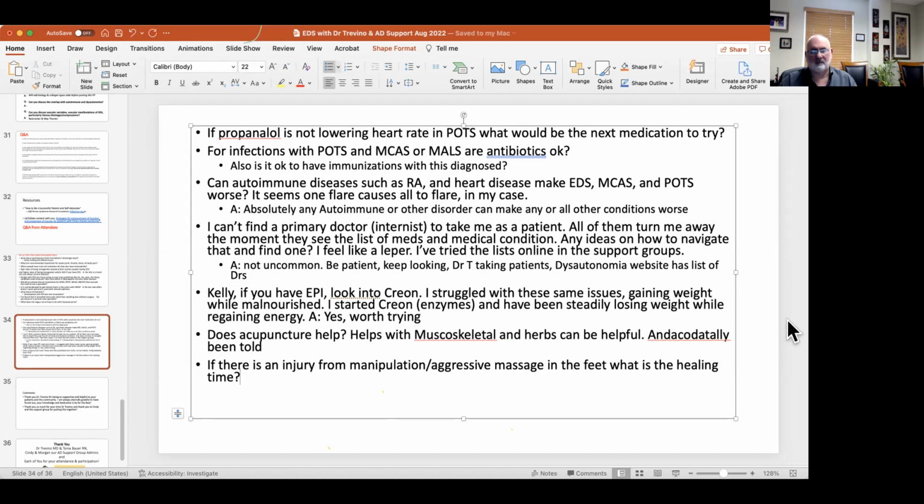There's just another question there too. If there's an injury from manipulation, aggressive massage in the feet, what is the healing time? It depends on the injury, but I would say 2 to 3 times the normal amount that would be expected. It's what it's going to take. Okay, anybody else have any other questions?